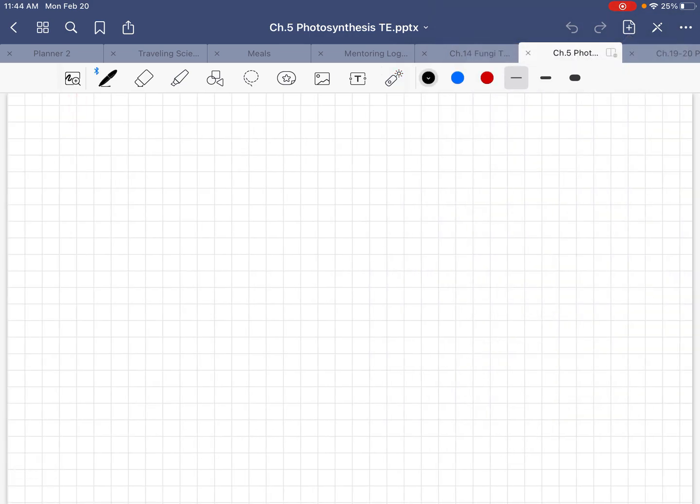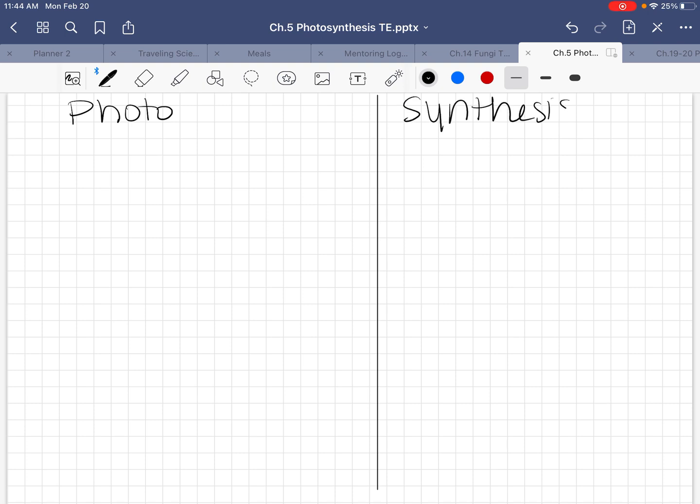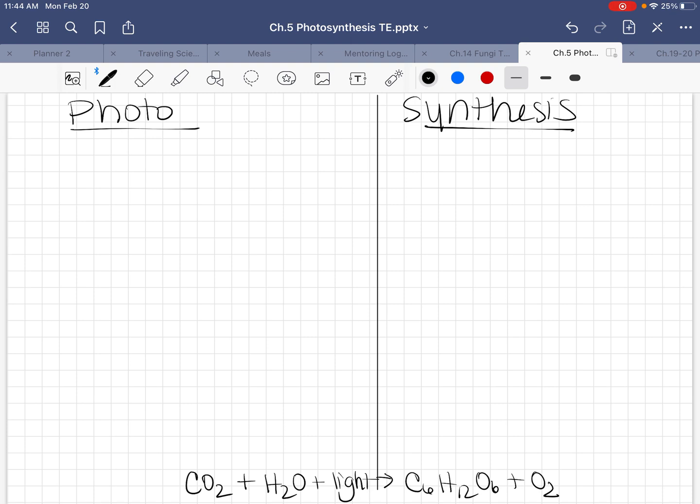Remember, photosynthesis was comprised of 2 different reactions. We had photoreactions and then we had synthesis reactions. And you should be able to recognize what happens in each one of them. Our overall equation for photosynthesis is that CO2 plus water plus light produces sugar and oxygen. You should have this equation memorized. You should know all about it. And then we're going to see what happens here.